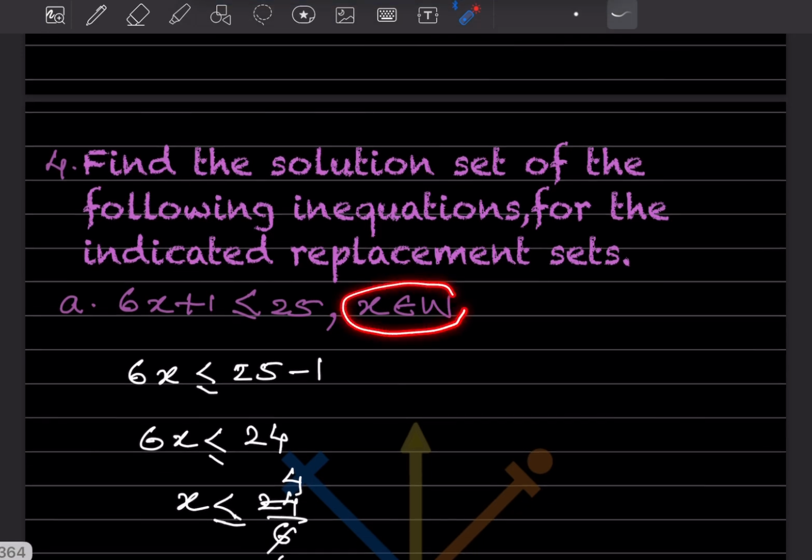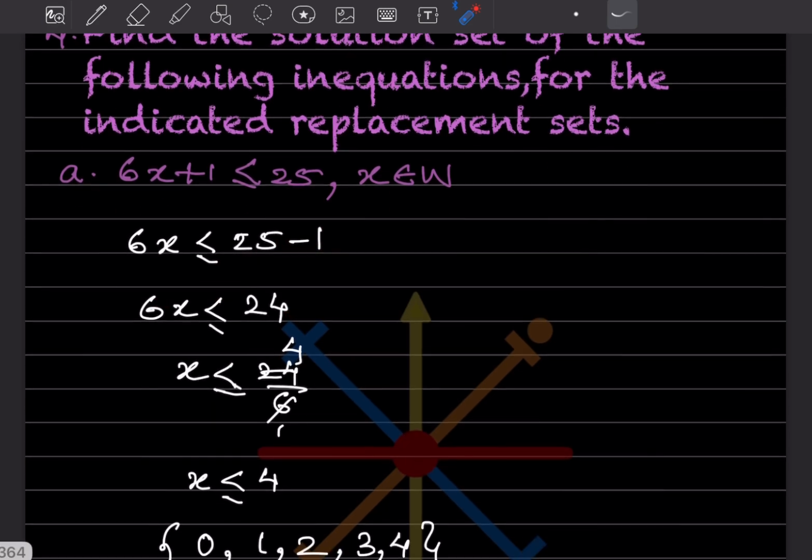So this says x belongs to W, where W stands for the whole numbers. Let this stay as it is, and the right hand side as it is. The plus 1 will go to the right hand side, so that will be minus 1, which gives 24. This is multiplication, so we can write x as 24 divided by 6, because it goes to the other side and gets divided by 6. So 6 ones are 6, 6 fours are 24. So x is less than or equal to 4.